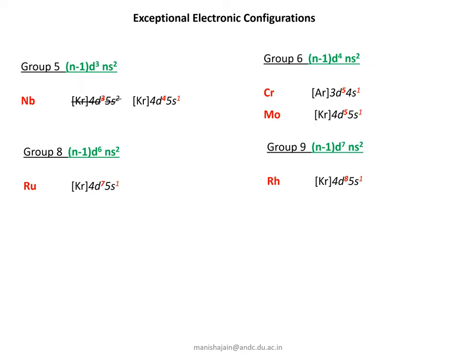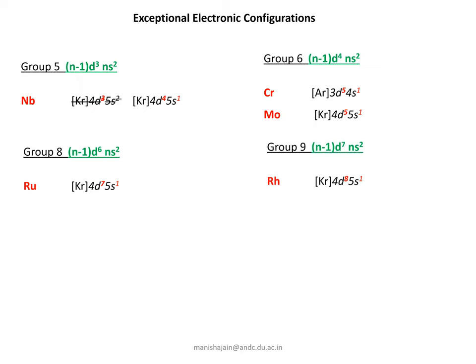Many times we do observe anomalies between the observed magnetic moment and the calculated magnetic moment. That anomaly can be explained depending upon the environment in which that particular metal ion is present. We will deal with this property in detail in the coming modules.